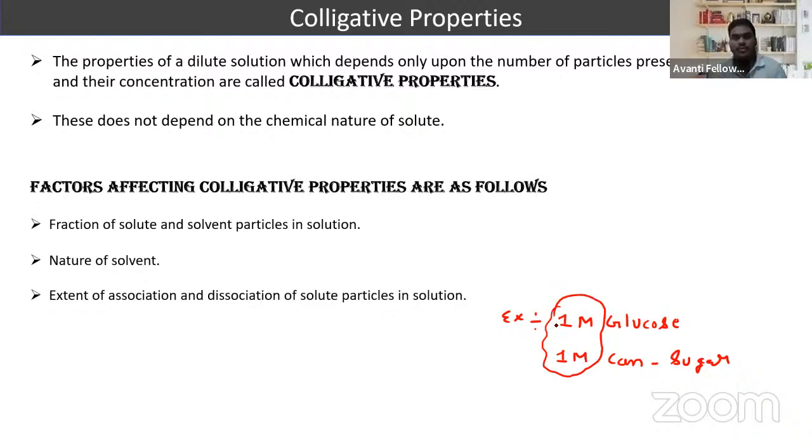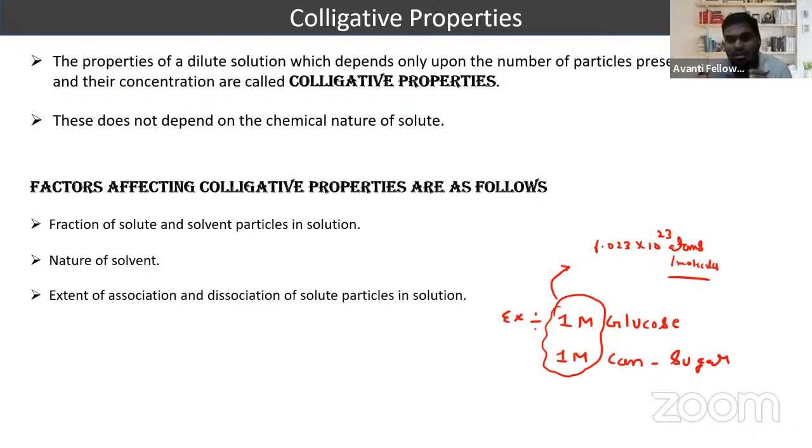So we know that 1 mole is equal to 6.023 into 10 raised to the power 23 atoms, molecules, or ions. If I'm talking about the colligative properties of glucose and cane sugar, they come out to be the same. Why? Because the number of particles remains the same here. 1 mole of glucose contains this many molecules, and 1 mole of cane sugar also contains this many molecules.